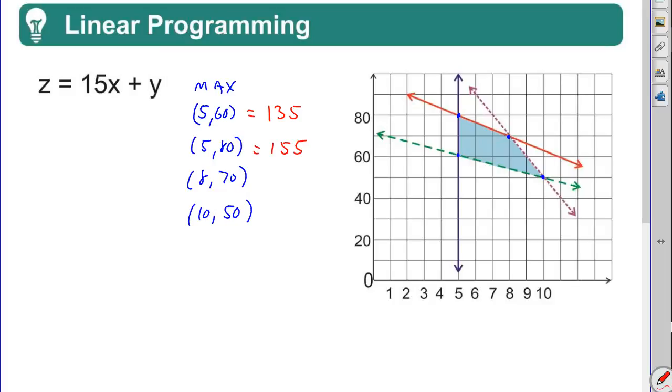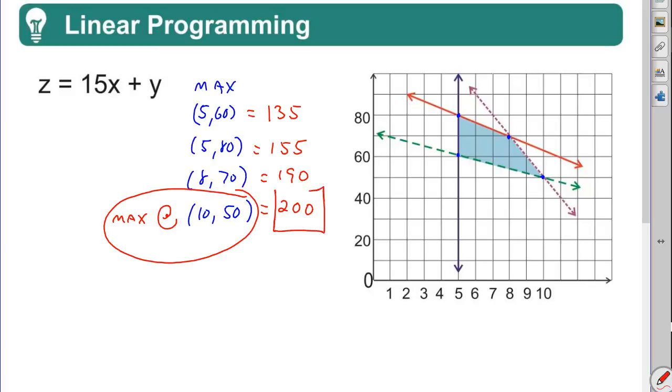Plug in the third at 870. 8 times 15 is 120, plus 70 is 190. And then we plug in the last set of data here, and we get 150 plus 50, or 200. So this is a maximum at 1050, the point 1050, and the maximum amount is 200.